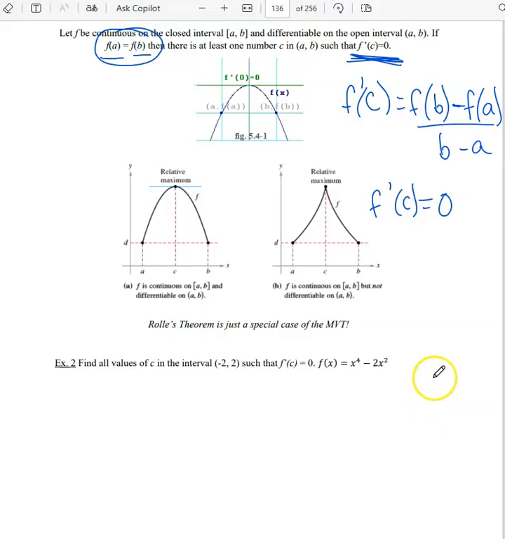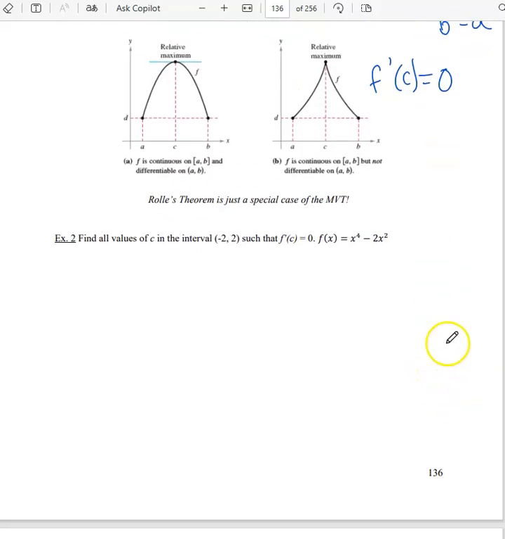So let's take a look at a quick example. It says find all values of c in the interval -2 to 2 such that the derivative at c equals 0 on this given function. Notice this is a polynomial, so it is continuous on all real numbers, and of course differentiable. Polynomials, remember, are well-behaved functions. They're always continuous, always differentiable.